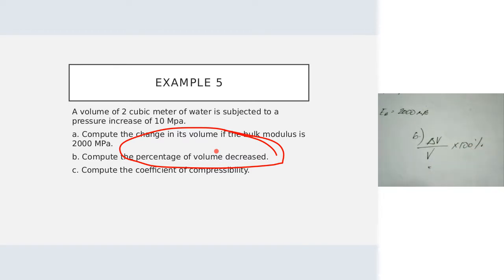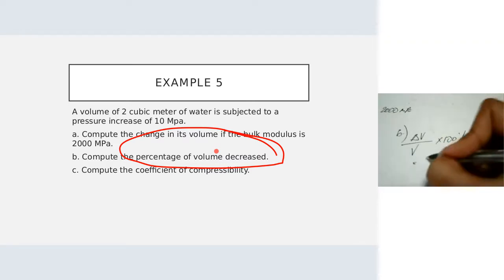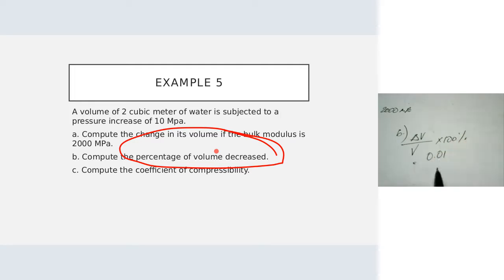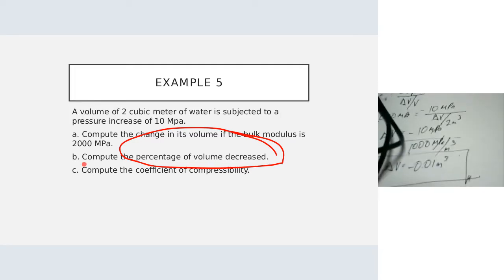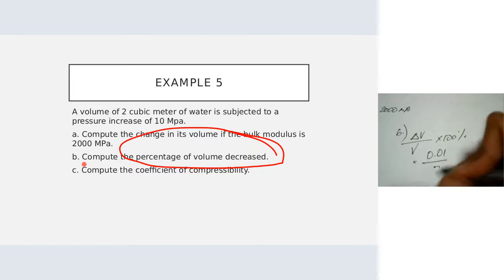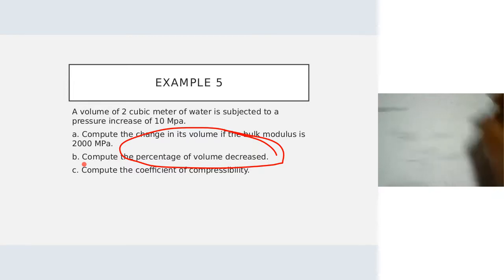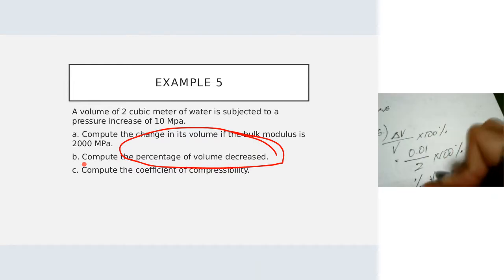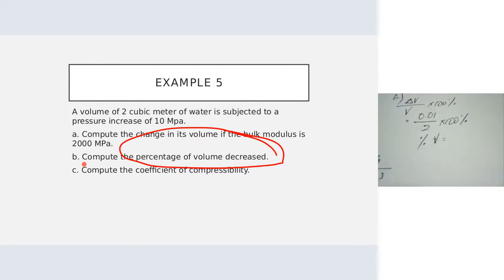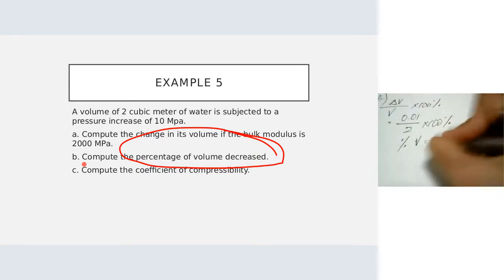Okay? So, this is 0.01, yan yung delta V, over 2 times 100%. Ilang porsyento yung niliit nung tubig? It's 0.5%.